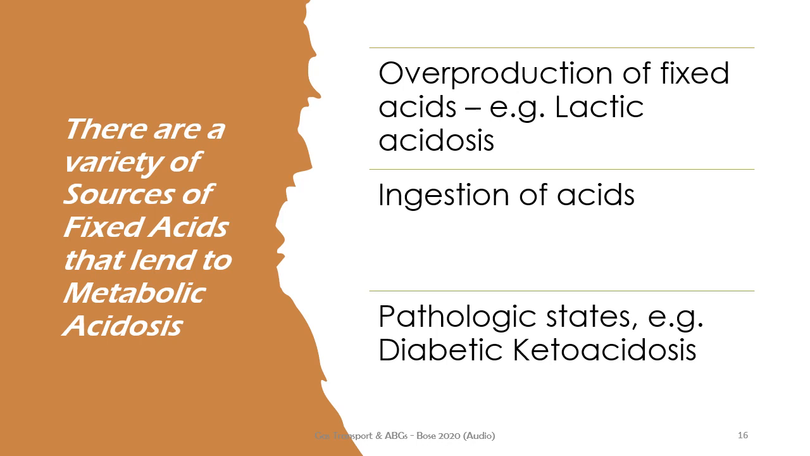This slide shows you from where too much acid can usurp the normal acid-base state of the ECF. So there could be overproduction of fixed acids, for example, lactic acid, or somebody could ingest some acid, or certain pathologic states such as diabetic ketoacidosis.